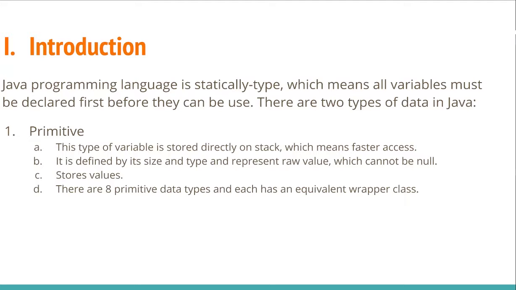Number 1 is primitive. This type of variable is stored directly on the stack, which means faster access. It is defined by its size and type and represents a raw value which cannot be null. It stores values. And finally, there are 8 primitive data types and each has an equivalent wrapper class.